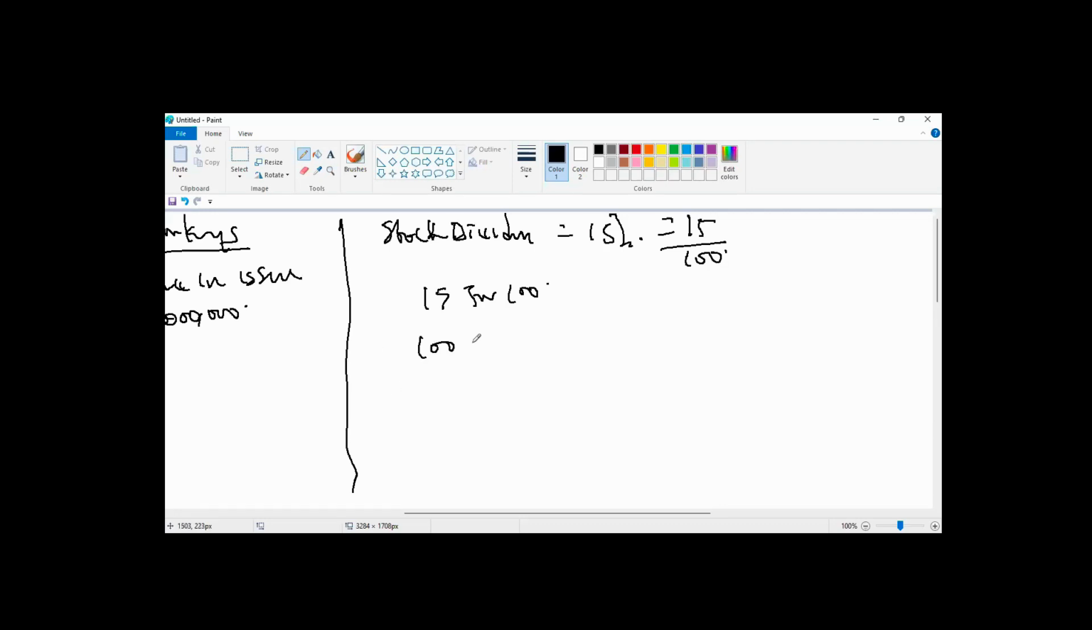We have 100. They are giving us 15. 115, divided by what we have. This is the stock dividend. It must be given to existing shareholders. 115 over 100. Or I can get the number of shares for the stock.